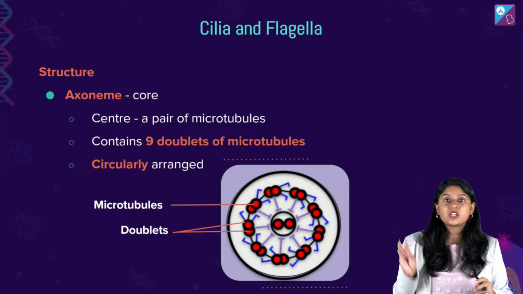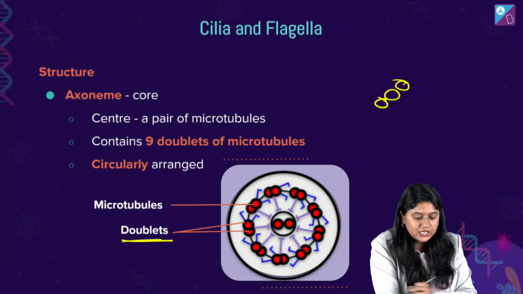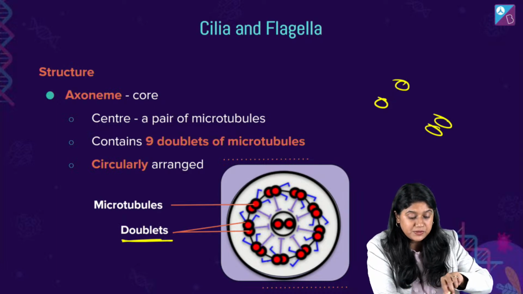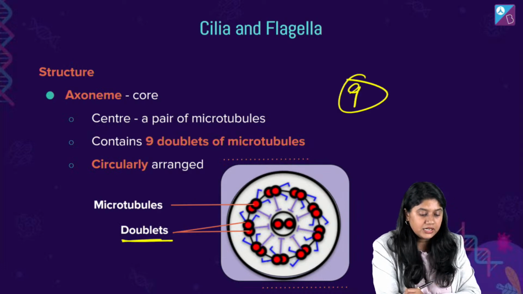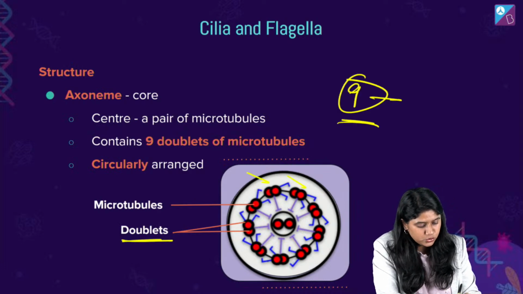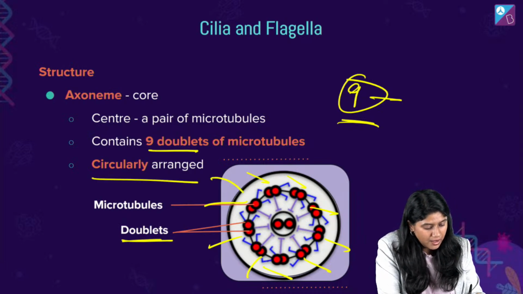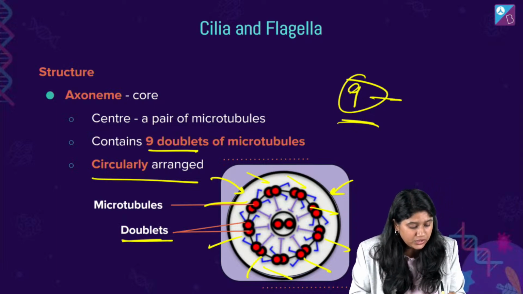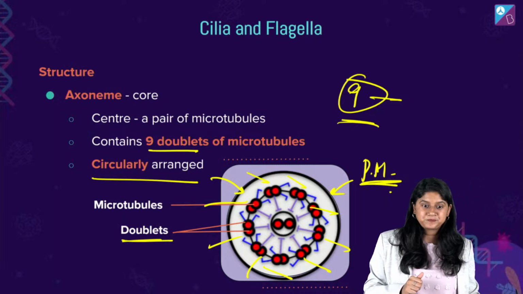Then of course, instead of the triplet, we have the doublets. Can you see over here? पहले वहां पे A, B, C था, अब यहाँ पे सिर्फ A and B है. Clear? अब वहां पे हमारे पास में क्या है? सिर्फ A and B. Again, total number क्या है? 9. We can clearly see. We have 1, 2, 3, 4, 5, 6, 7, 8, 9. 9 doublets हैं of microtubules, circularly arranged है. और यहाँ पे हमारे पास में membrane है। पहले वाले में membrane नहीं थी, पर यहाँ पे we have the plasma membrane. Remember this everyone, clear?